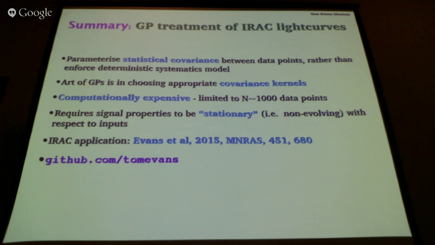We need the signal to be stationary with respect to the inputs that we use, is something to keep in mind. And if you want more information, you can see this paper that we published recently with GPs applied to IRAC data sets. And just finally, I tend to make my code publicly available on GitHub, including my Python GP. So if you're interested, take a look at my notes. Thank you.